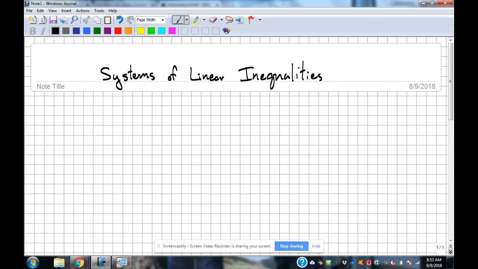Okay. When we're talking about linear inequalities, we'll just start with something simple here, like y is greater than negative 2x minus 5. And then the other one, let's do y is less than or equal to x plus 3. A couple of pretty simple linear inequalities for our first example.